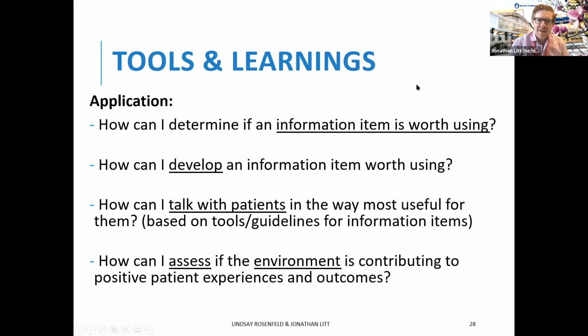So in thinking about, what are the tools and what are the learnings? What is the real goal here with doing these assessments? Well, we want to answer a few key questions. How can I determine if the information item that we're using is actually worth using? How can I develop an informative information item that's actually worth using? How can I talk with patients in a way that is most useful for them? So based on the tools and guidelines for information items. And how can I assess if the environment is contributing to positive patient experiences and outcomes?